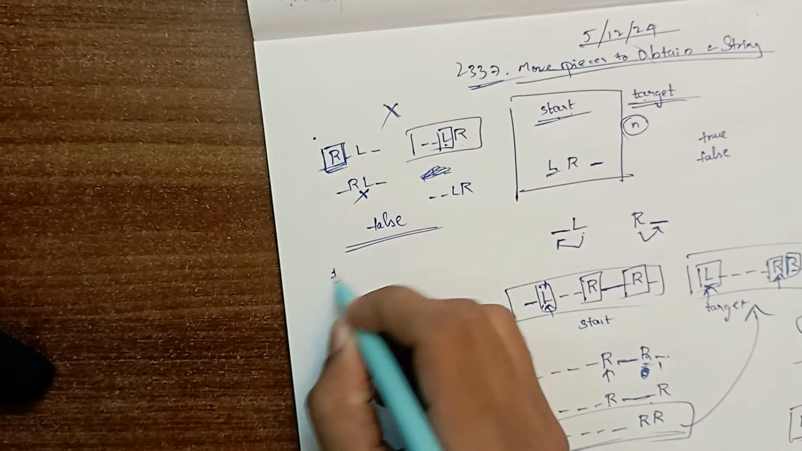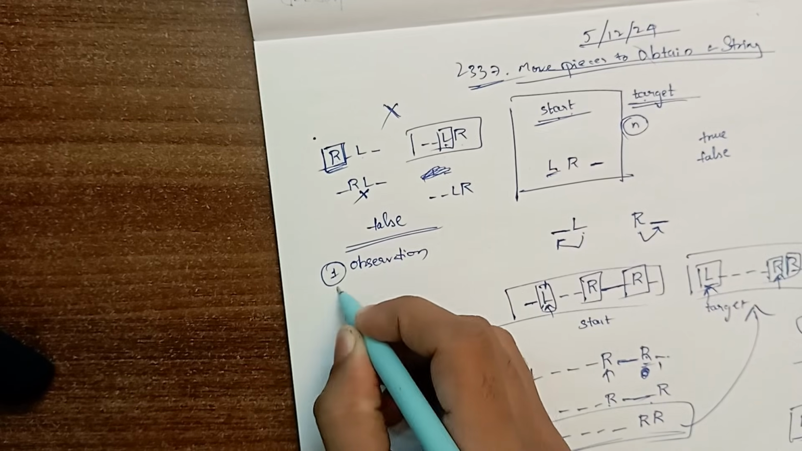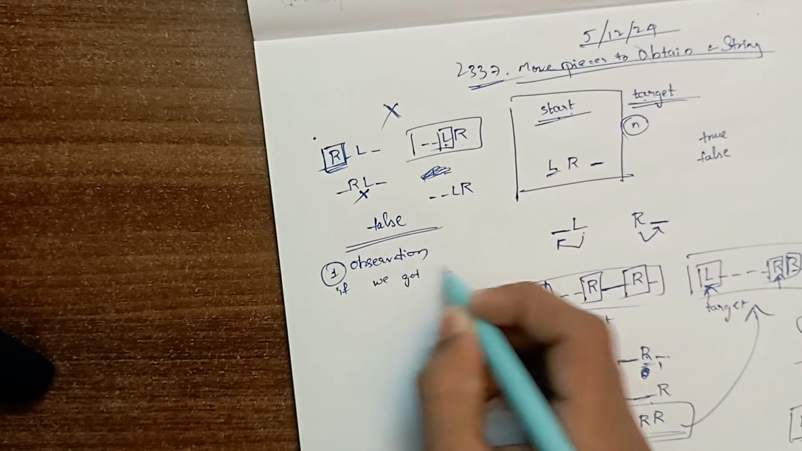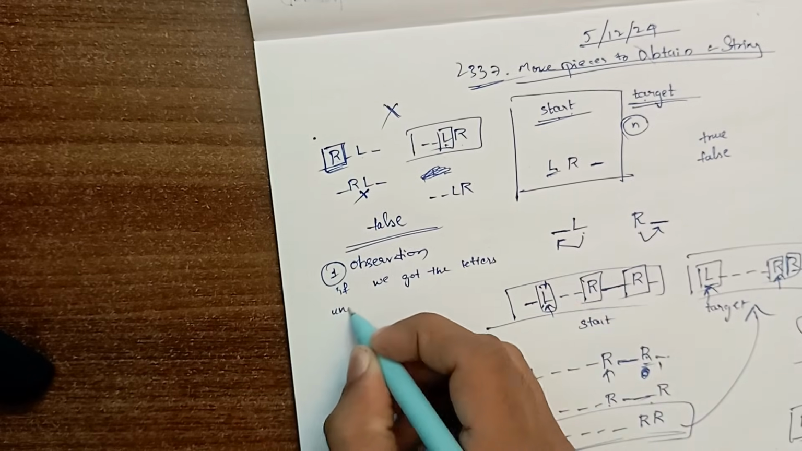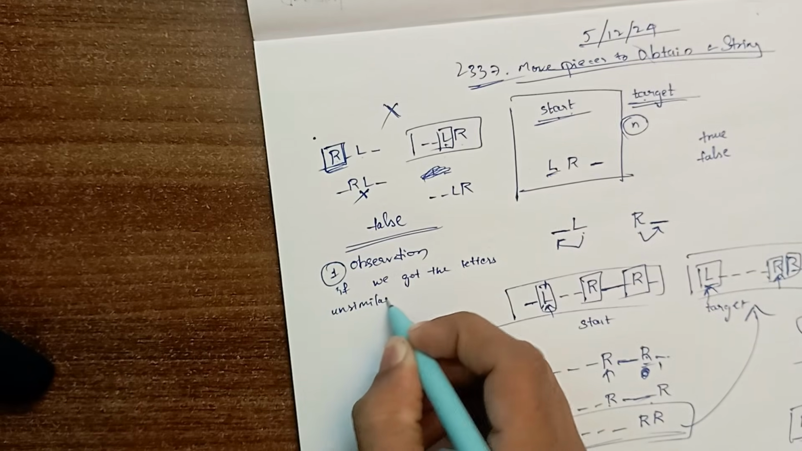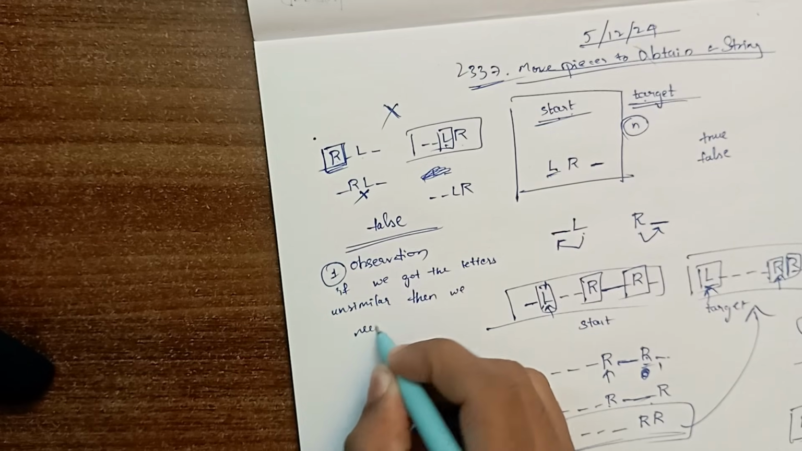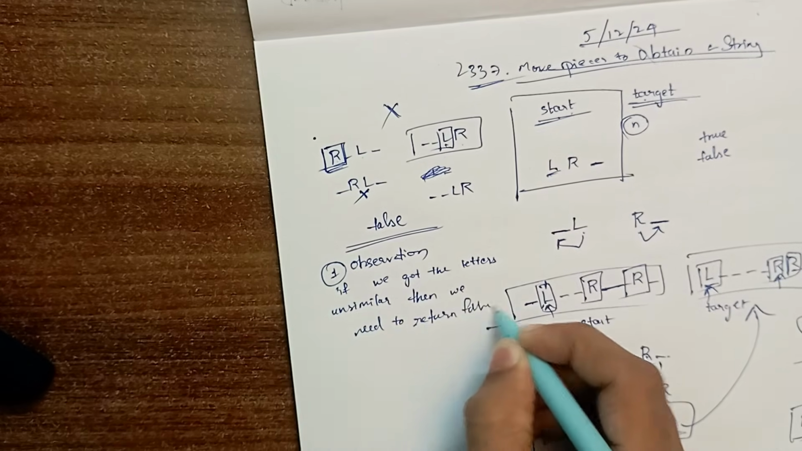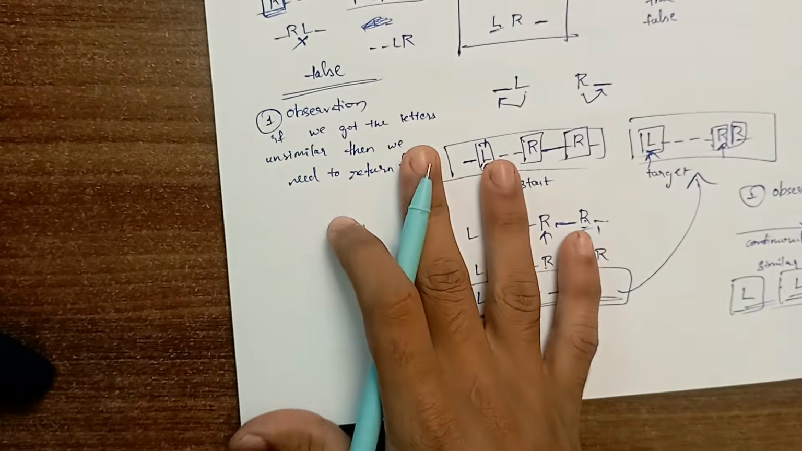So the first observation is, if we got the letters unsimilar, then we need to return false. Now let us see another example.